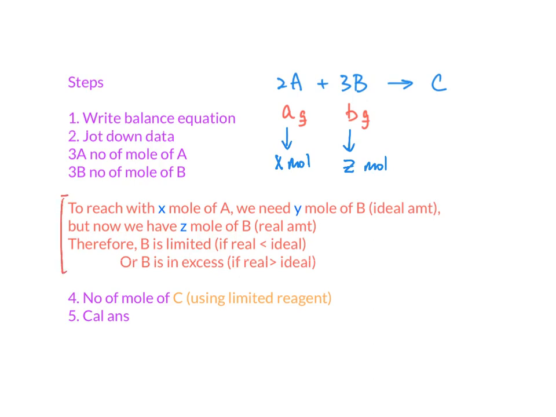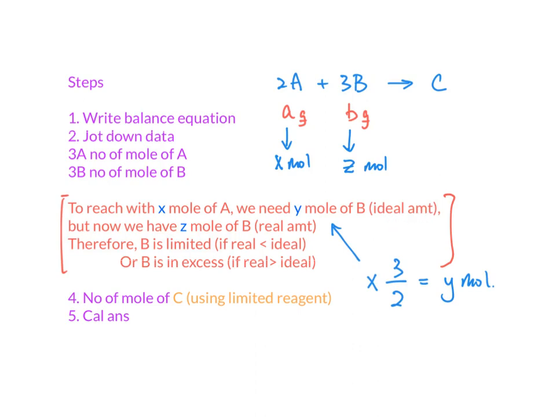So for example, we write a statement like this: to react with X mole of A, we need Y mole of B. This is the ideal amount. To calculate it, we use X divided by 2 times 3, and you come up with Y mole. So you find the ideal amount of B required to react with all the X mole. This is the ideal amount of B that you want to have.